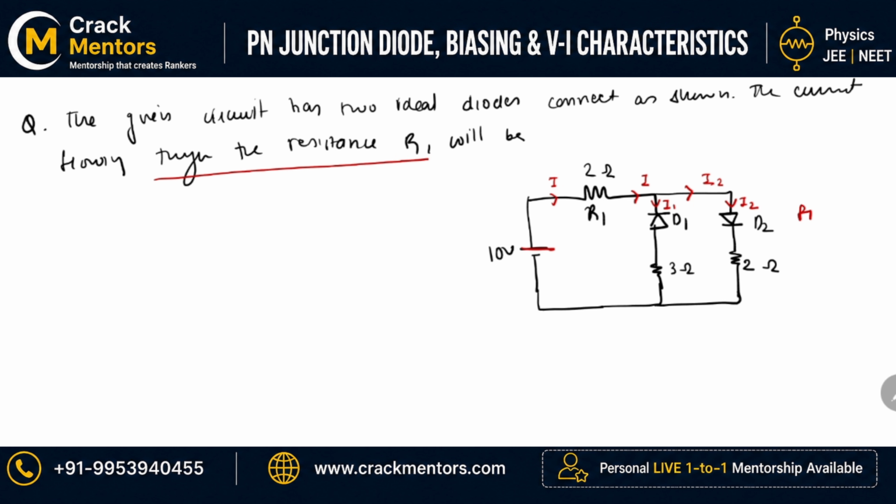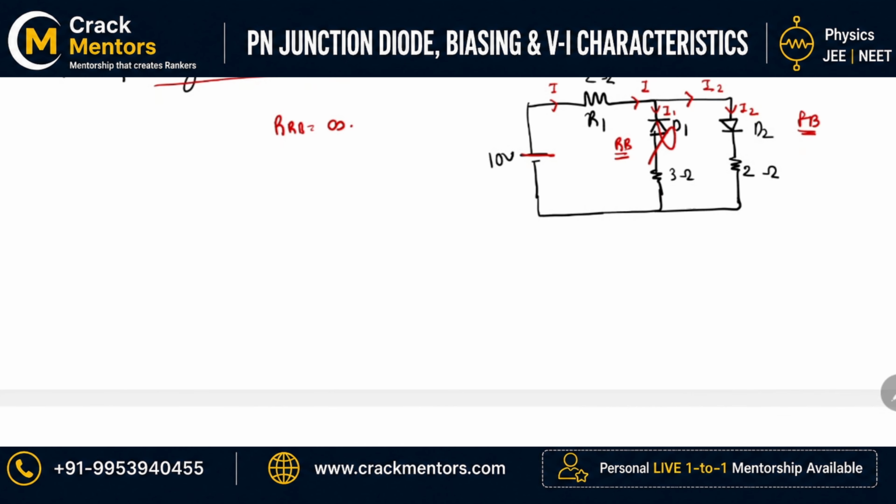Now this is looking forward bias to me, and this is looking reverse bias to me. Of course, reverse bias will have infinite resistance, therefore this will break, and no current will be flowing through here. So if I redraw the circuit, it is something like this.